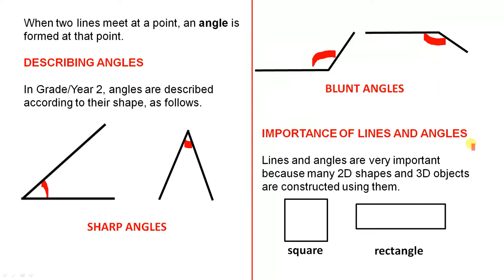Importance of lines and angles. Lines and angles are very important because many 2D shapes and 3D objects are constructed using them. So if we look at the very popular square, we have 4 lines and 4 angles inside. The rectangle, exactly the same thing. It's a different shape, but it still has 4 lines and 4 angles inside.